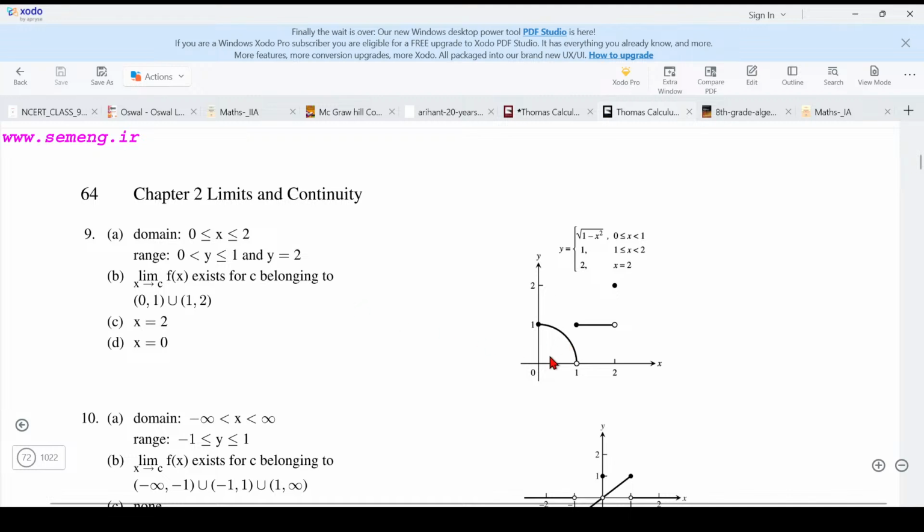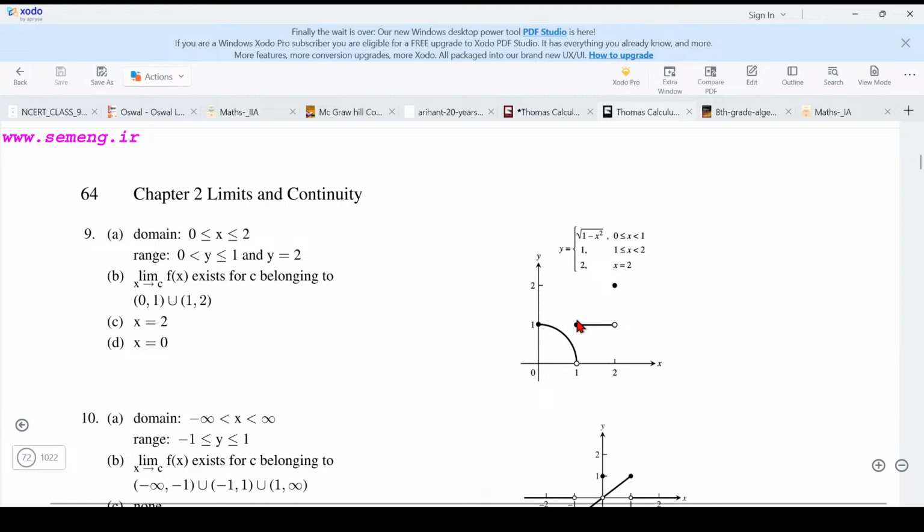Now where all does the limit exist? Does the limit exist at x equals 1? If it exists, what is the value? 0. 1 approaches from 1 minus, right? What about x approaching 1 from the plus side? Sir, when x approaches 1, what is the value of the function that you are getting?